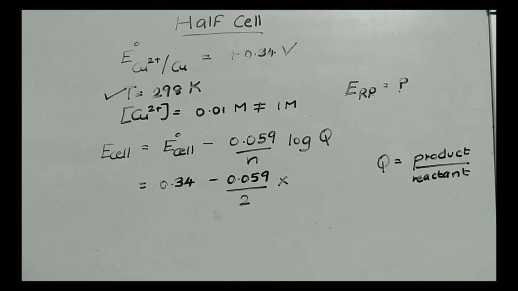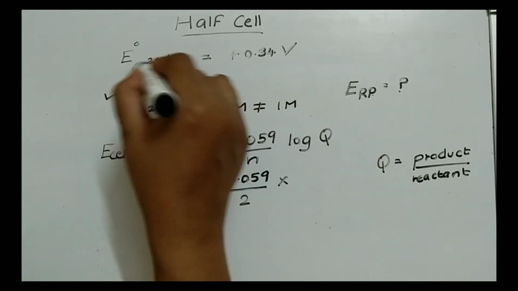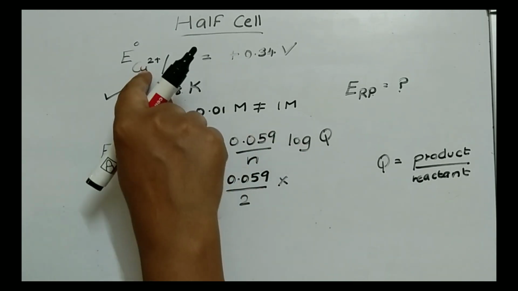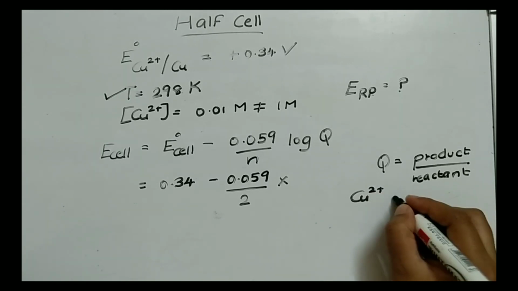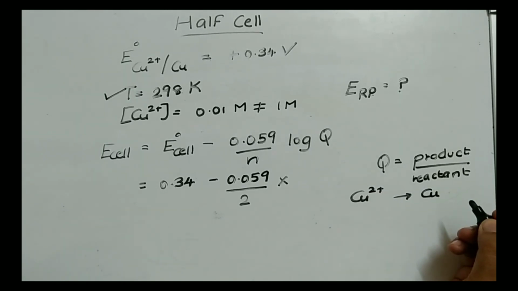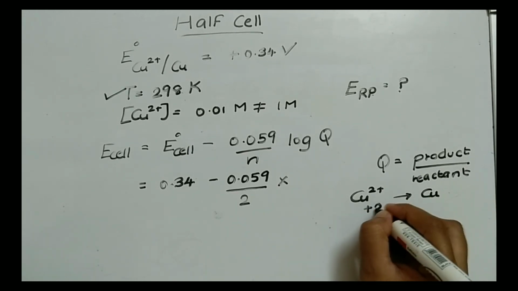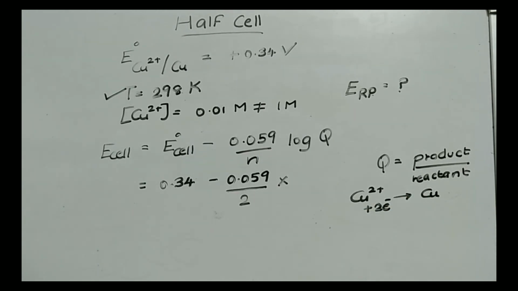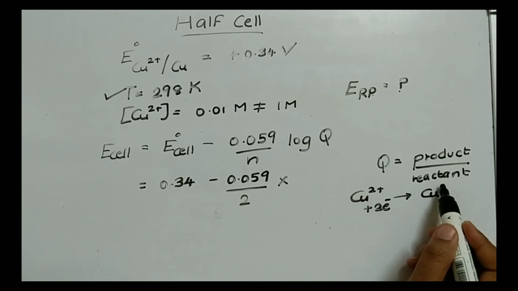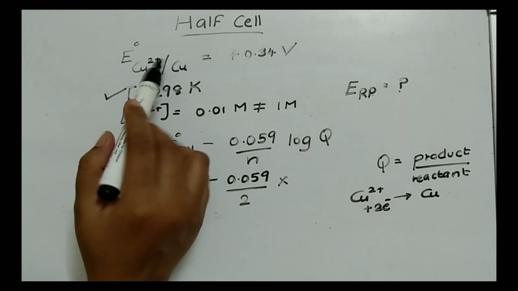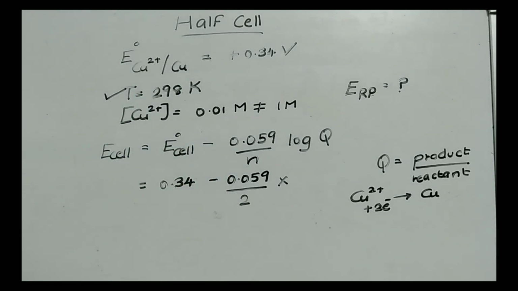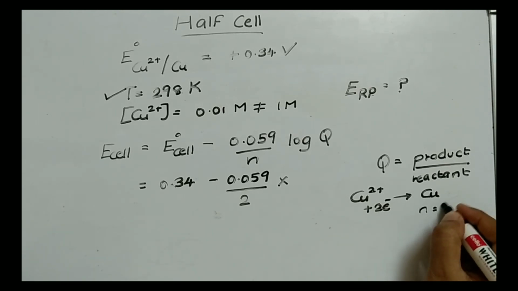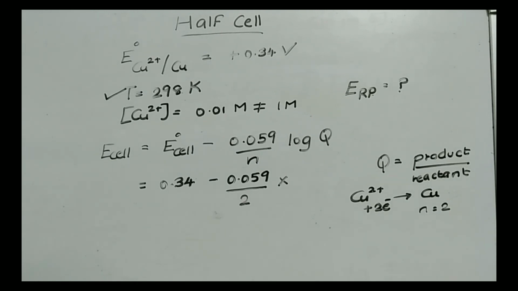Now what is the product and reactant here? So write this equation first. We know Cu2+ gets converted to Cu. So what will it do? It will gain electrons, which is reduction. The charge goes from 2+ to 0, so it is reducing. It gains 2 electrons here. So we get the number of electrons as 2. This is how we got the number of electrons.